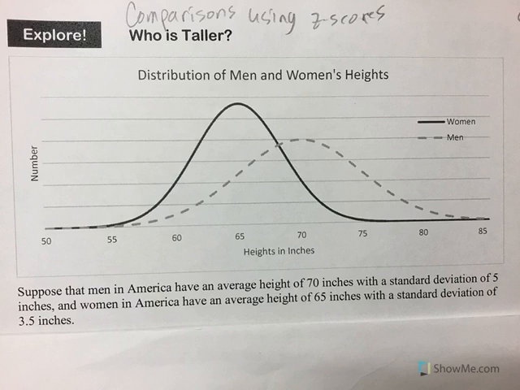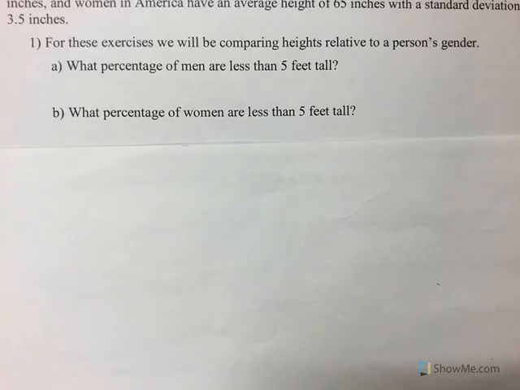We're going to do a little comparison using z-scores here, and we're talking about men's and women's heights. It's not really fair to say, well, who's taller, this man or this woman, because relative to their own gender, it's different. So you can see that the average height of a woman is 65 inches, and the average height of a man is 70 inches. So if a woman is 65 inches tall and a man is 70 inches tall, technically they're both average for their particular gender. So they also have different standard deviations, 5 for men and 3.5 for women. So we are going to do some comparisons using those values.